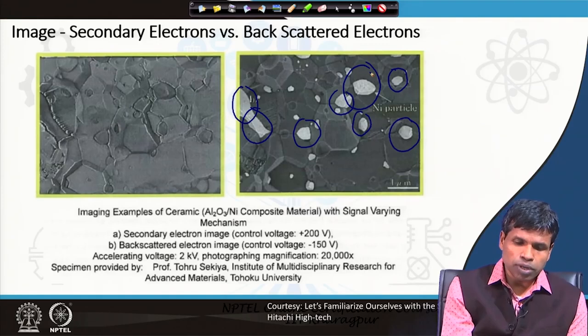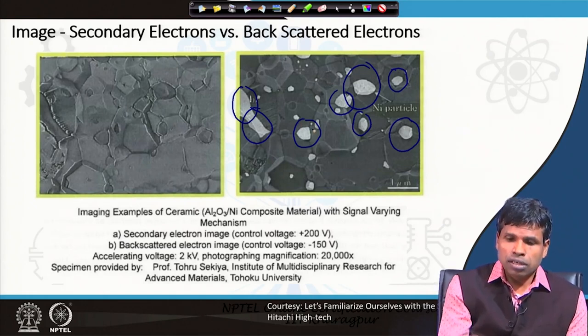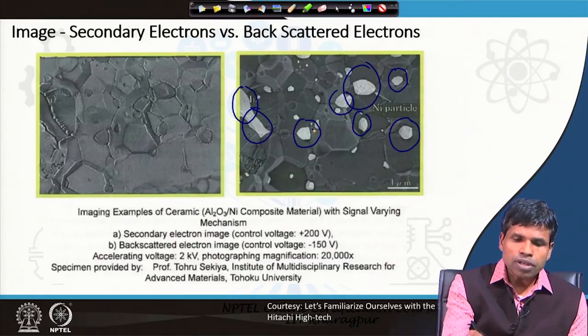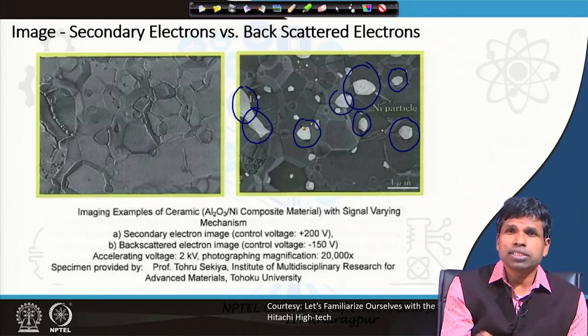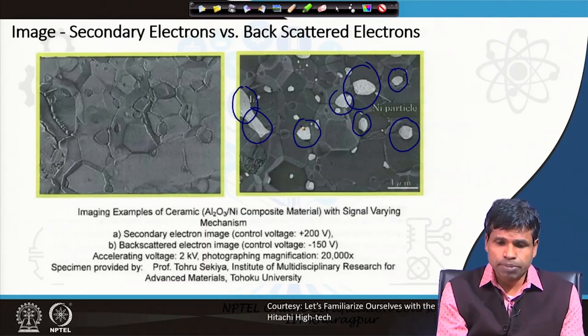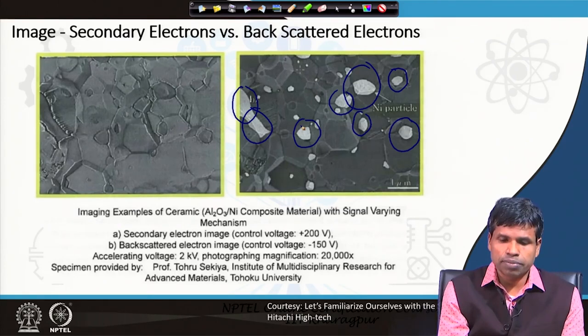As we know, this sample is an Al2O3 nickel composite material. So, we can say that this brighter region is the nickel, because nickel is a higher atomic number element. From this brightness difference, we can say how nickel is distributed inside the specimen, the distribution of nickel in the composite material of Al2O3 nickel composite.